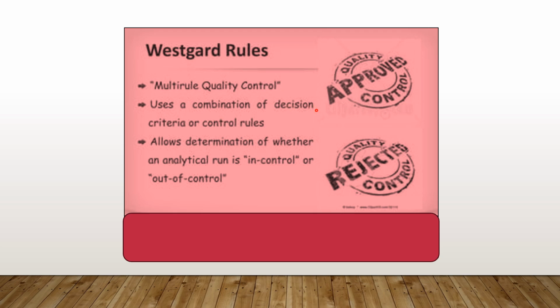It uses a combination of decisions, criteria, and control rules. A set of rules can be applied onto the Levey-Jennings chart, and we can approve or disapprove depending upon the pattern or trend of the graph. It allows determination of whether the analytical run is in control or out of control. If it is within control, we can approve it. If it is out of control, we can reject the results.